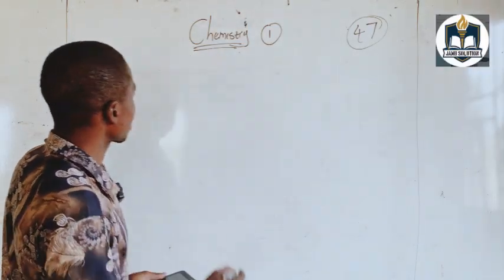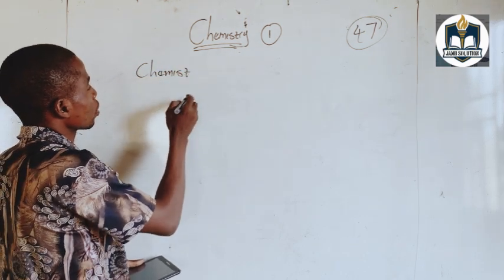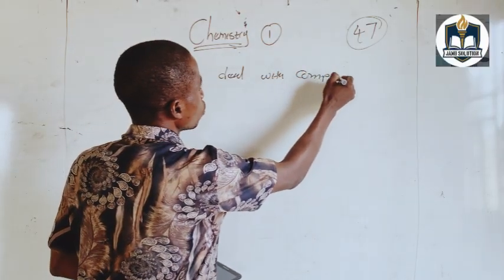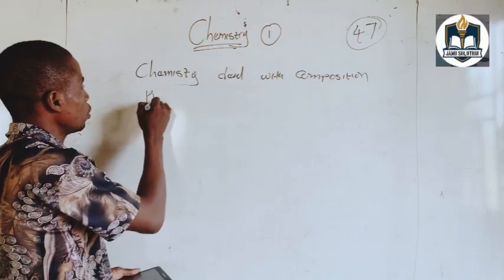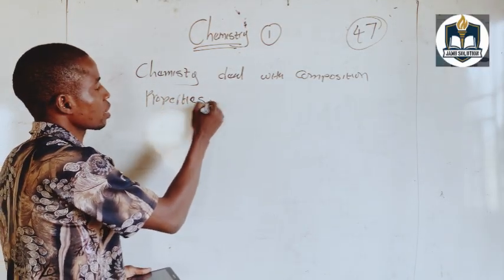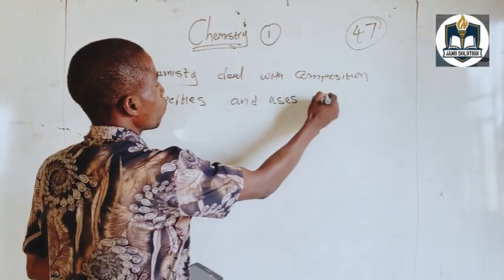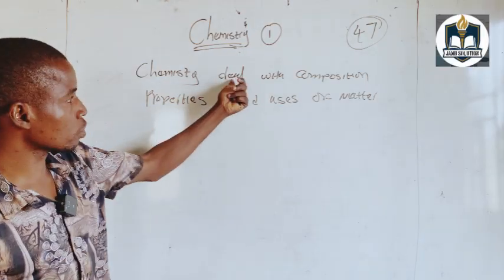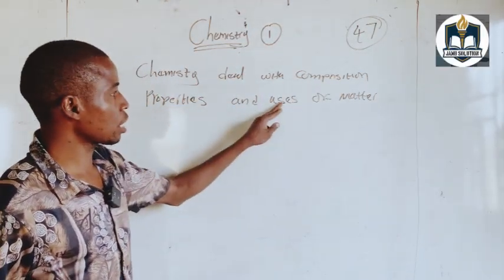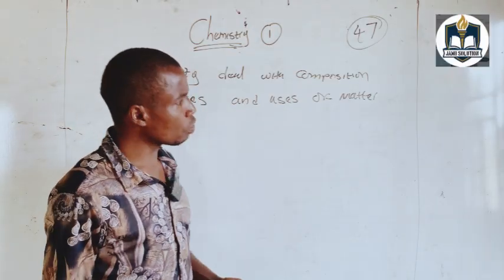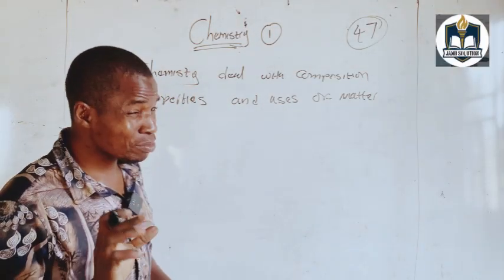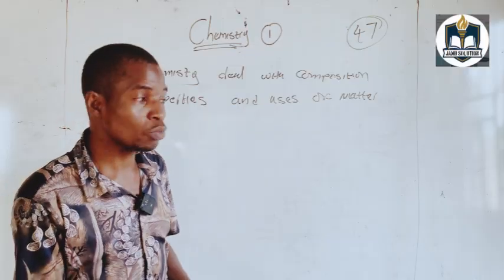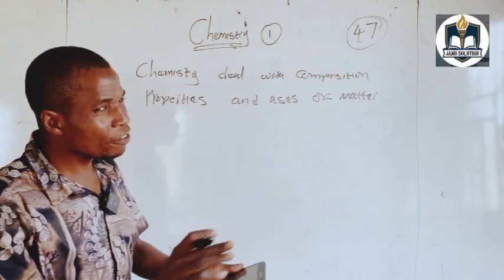And what is chemistry? Chemistry deals with what? Composition, and properties, and what? Uses of matter. Now, chemistry deals with composition, properties, and the uses of matter. Now, most of the students don't understand some things. They mix physics with biology and with chemistry. No, they study different things.